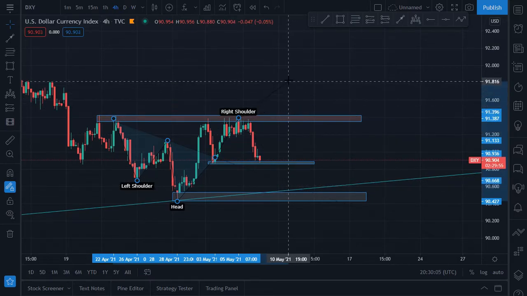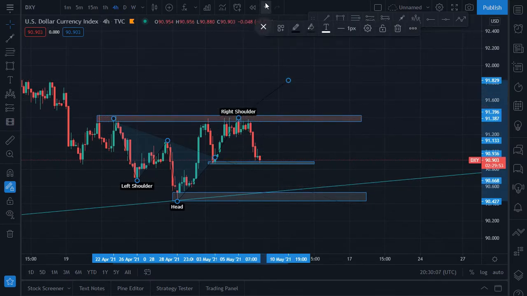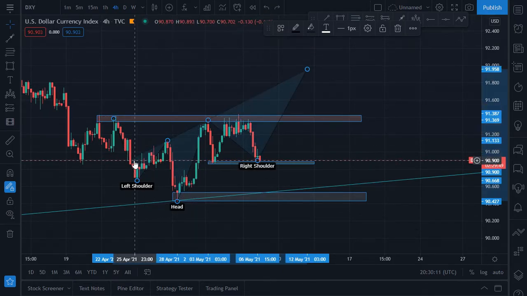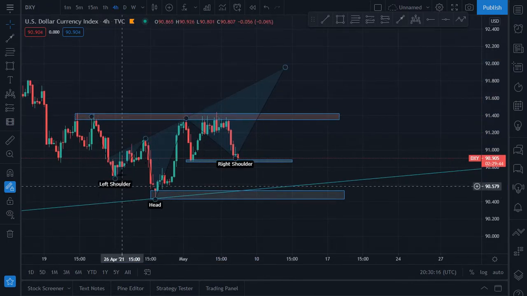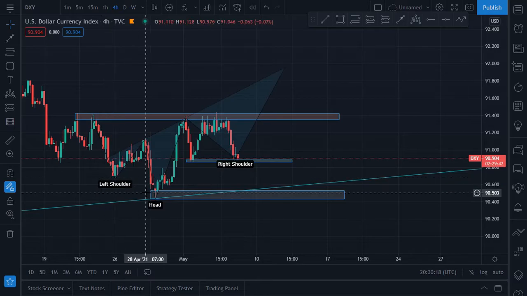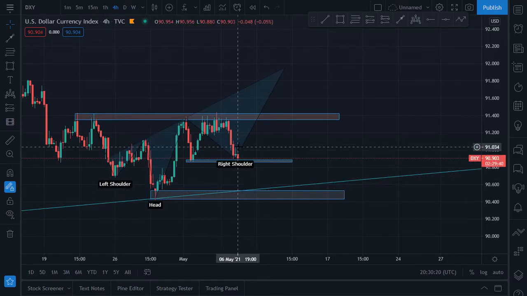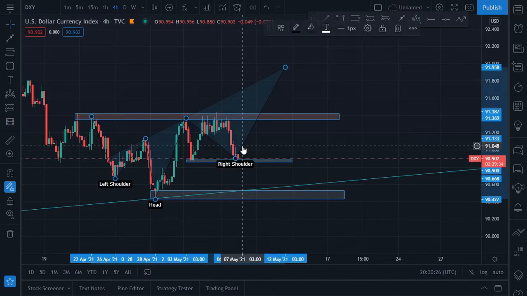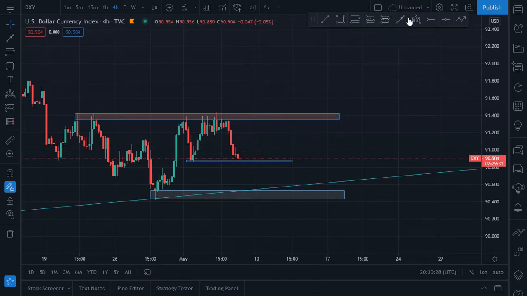Nah, this doesn't look correct. I think the way I did it before was, yeah. Okay, we have our left shoulder, head, right shoulder. No, I'm wrong, sorry guys. This is our left shoulder. We have our head, right shoulder, yes.